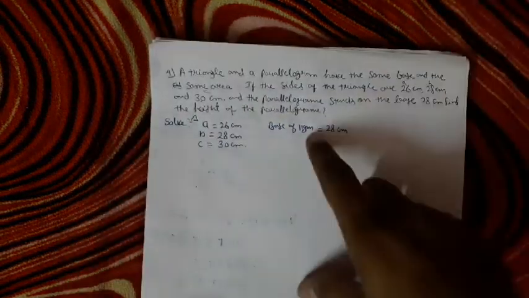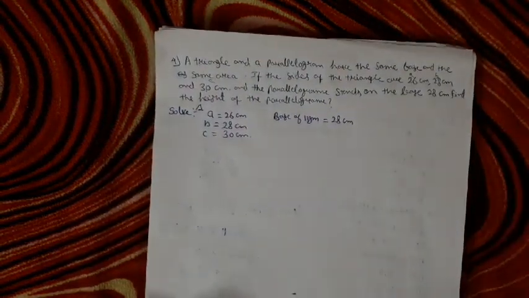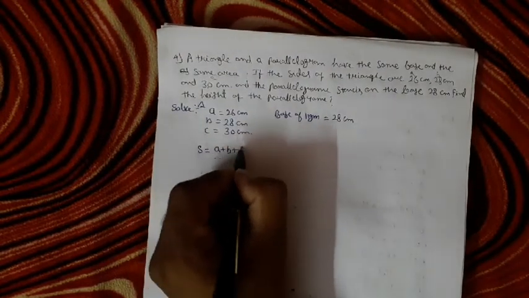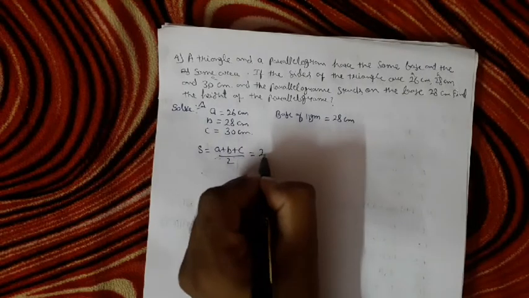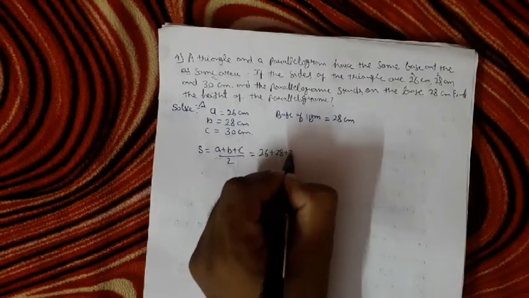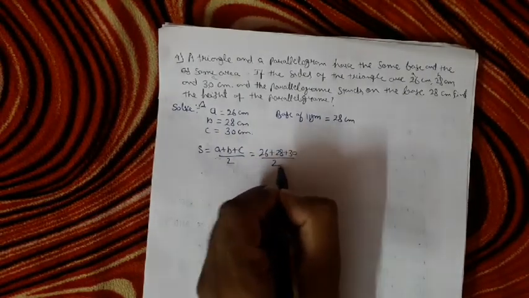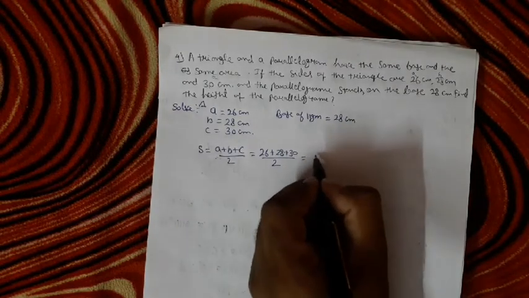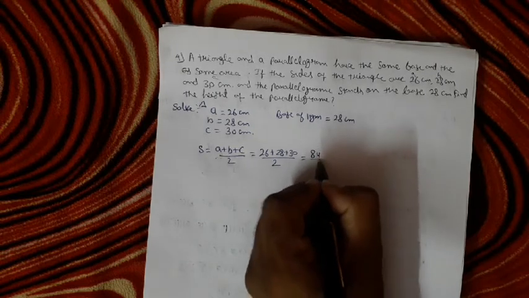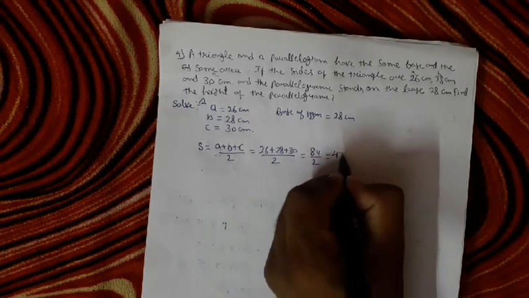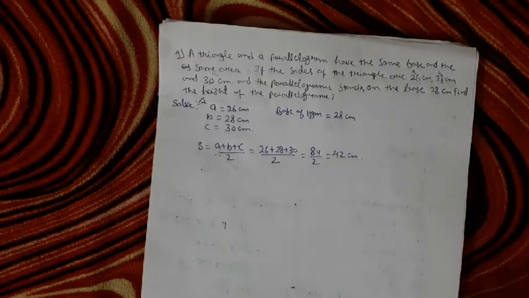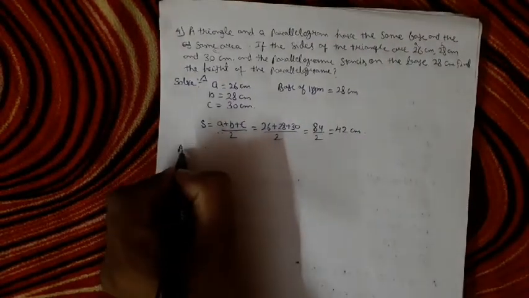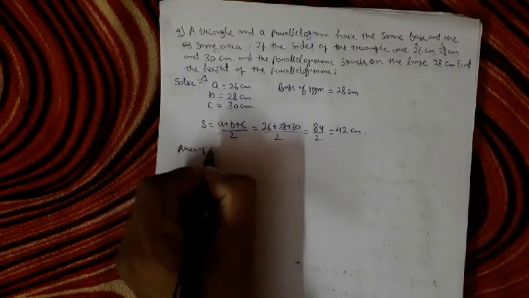This is for the triangle and this is for the parallelogram. Okay, now first we'll find S. We have (A + B + C) / 2. A is 26, B is 28, C is 30, divided by 2. When you add these three things, you'll get 84. When you divide 84 by 2, you'll get 42 centimeters. So S is 42 centimeters. Okay, now I'm finding the area of the triangle.